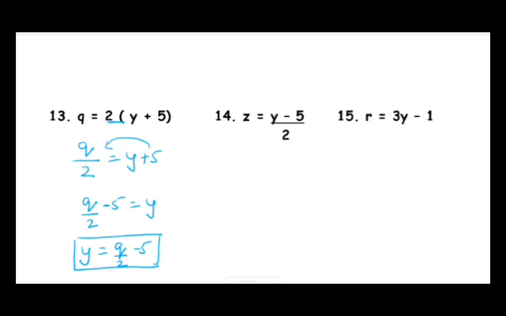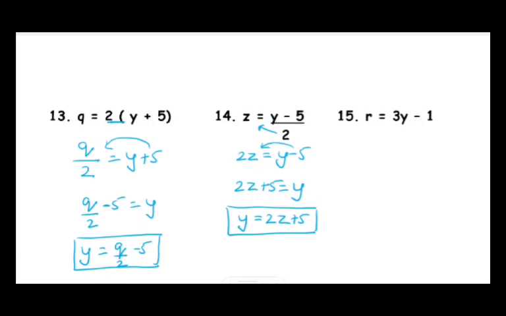Z is equal to y minus 5 upon 2. So this 2 shifts to the RHS, becomes 2z is equal to y minus 5. Minus 5 comes to the other side, becomes plus 5. Y is equal to 2z plus 5. Alright.